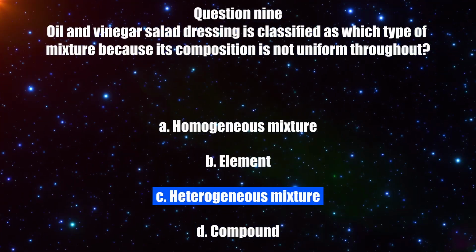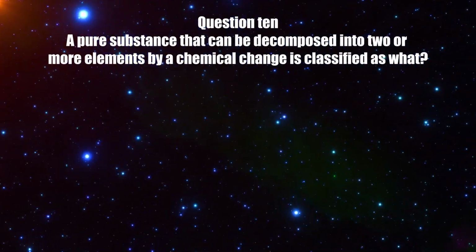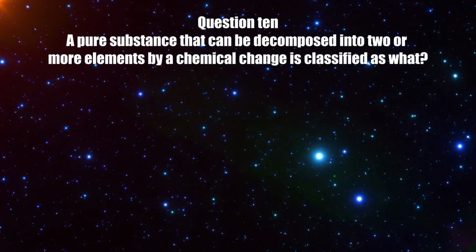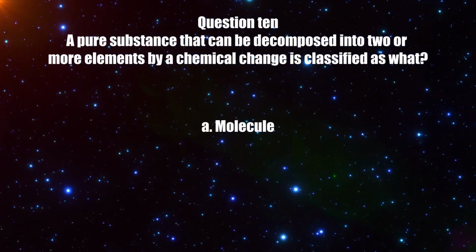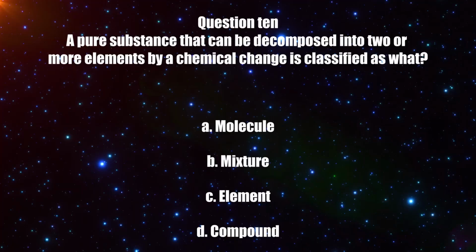The correct answer is C, heterogeneous mixture. Question 10. A pure substance that can be decomposed into two or more elements by a chemical change is classified as what? A. Molecule. B. Mixture. C. Element. D. Compound.